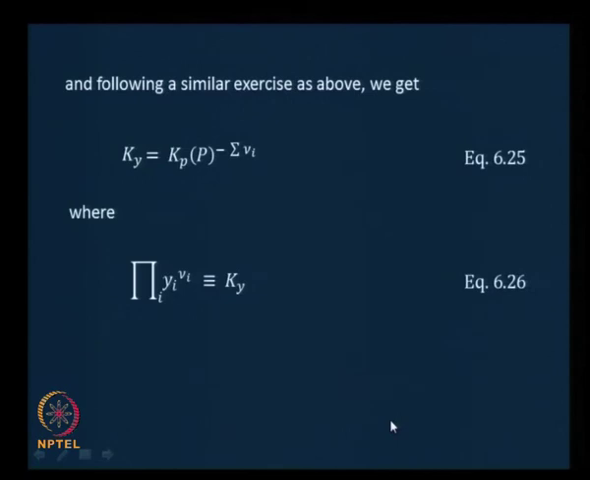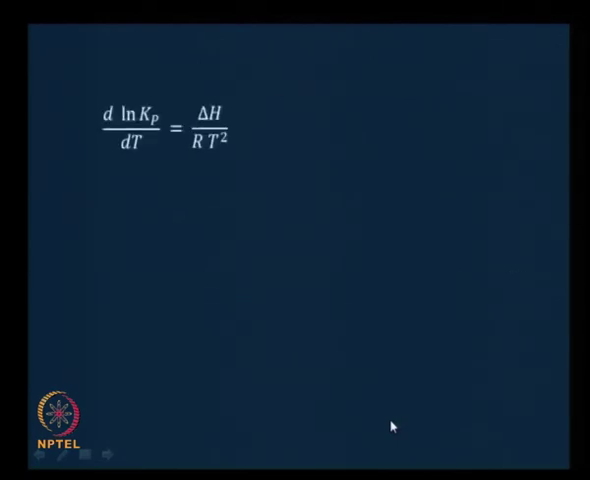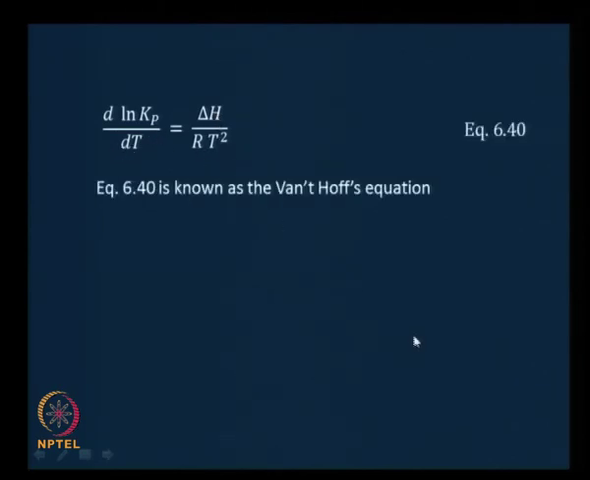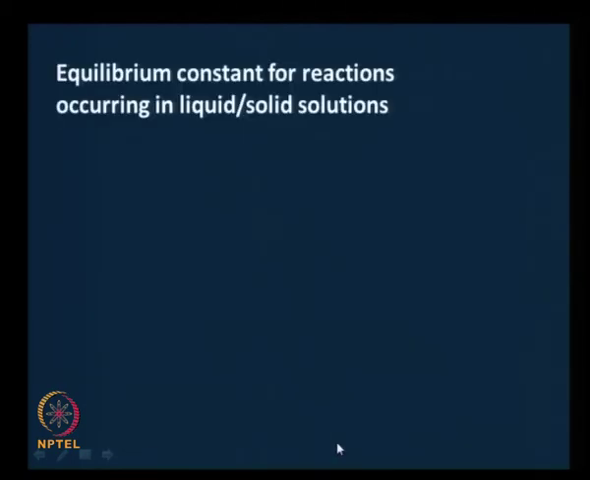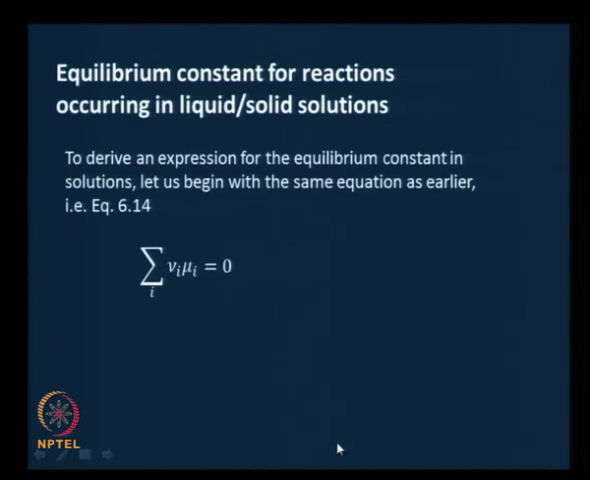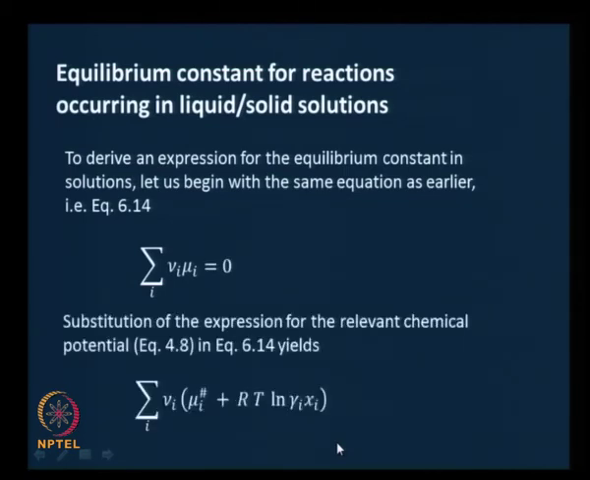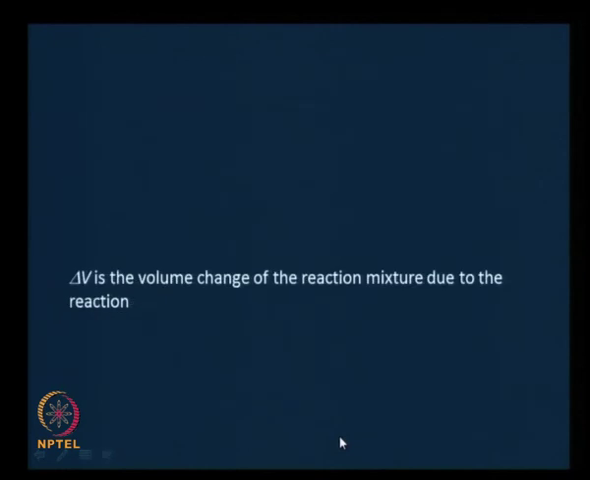We also wrote the relationships between the various variables, and this was the temperature dependence of Kp as delta H by RT squared, the van't Hoff equation, and we could also do that for Kf, which is the equilibrium constant in terms of fugacities. And then we saw the equilibrium constant for reactions occurring in liquid and solid solutions too, as this.